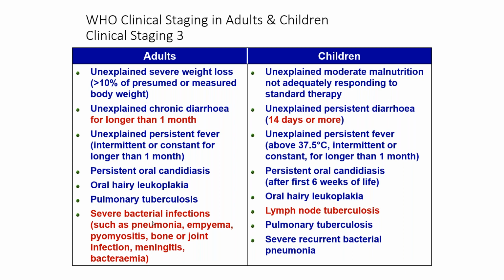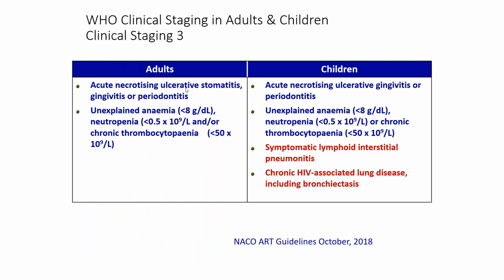And severe bacterial infections involving any organ, like pneumonia, empyema, pyomyositis, bone or joint infection, meningitis, bacteremia. All this puts your patient in WHO clinical stage 3. Also, acute necrotizing gingivitis, unexplained anemia less than 8 grams, unexplained neutropenia less than 500 cells per cubic millimeter, or unexplained chronic thrombocytopenia less than 50,000 again puts the patient in WHO stage 3. So these are all WHO clinical stage 3 defining illnesses.